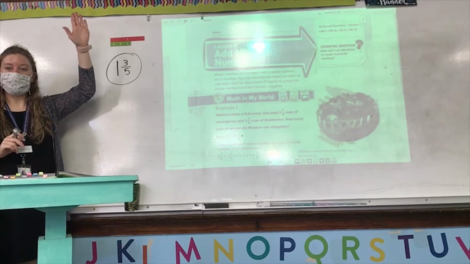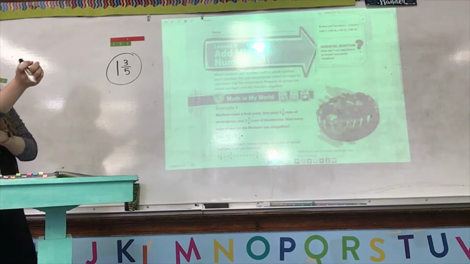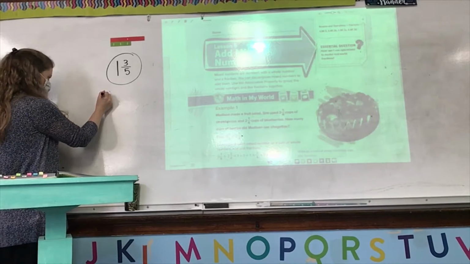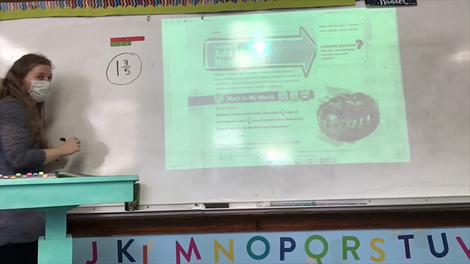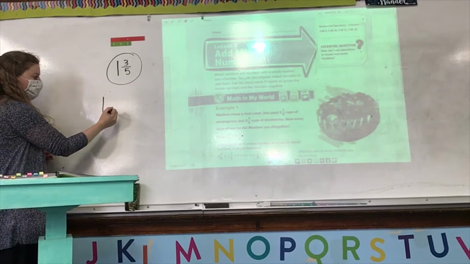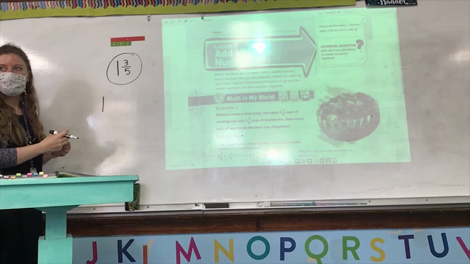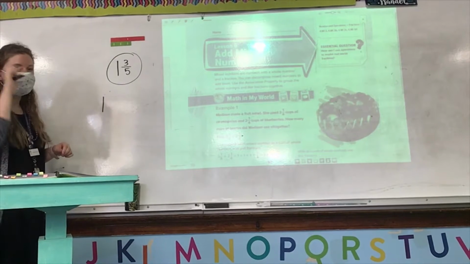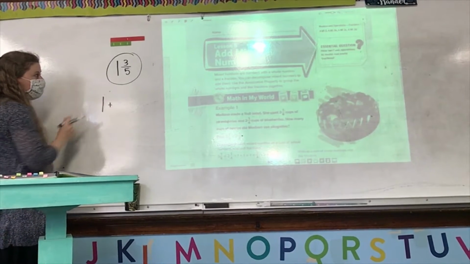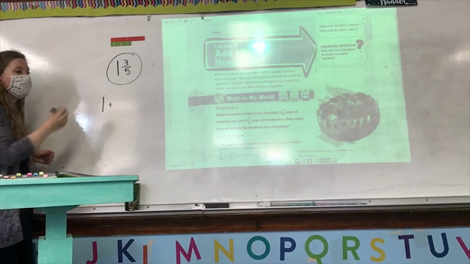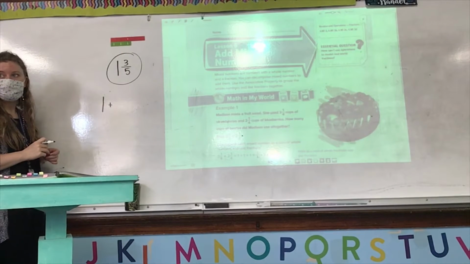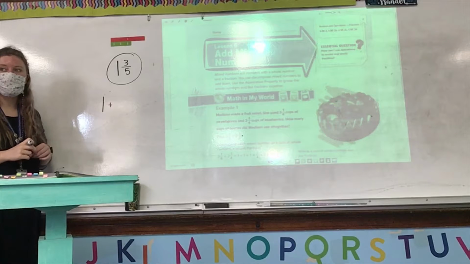How could I write this as an equation? Victoria? There's a couple ways I could do it. 1, 2/5. Is that an equation? Oh, 1 plus... Let's do unit fractions. How can I write this as an equation using unit fractions? 1 plus 2/5. Is 2/5 a unit fraction? No.